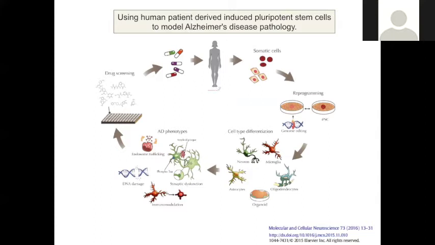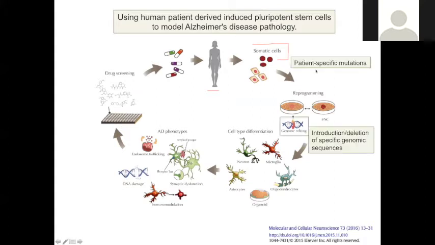So we begin, of course, with the patient. We isolate somatic cells from that patient. This is the first step in the CRISPR process. By the use of specific transcription factors, we can then reprogram the cells from a somatic adult cell into what is called an iPSC. It is at this point where we can start to use genome editing to introduce deletions or exchange of specific bases.